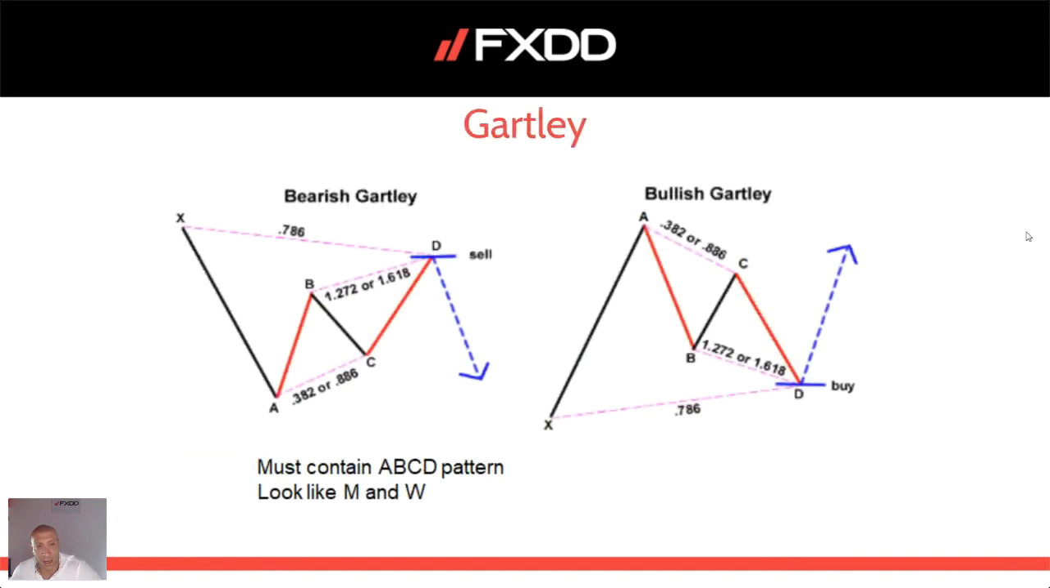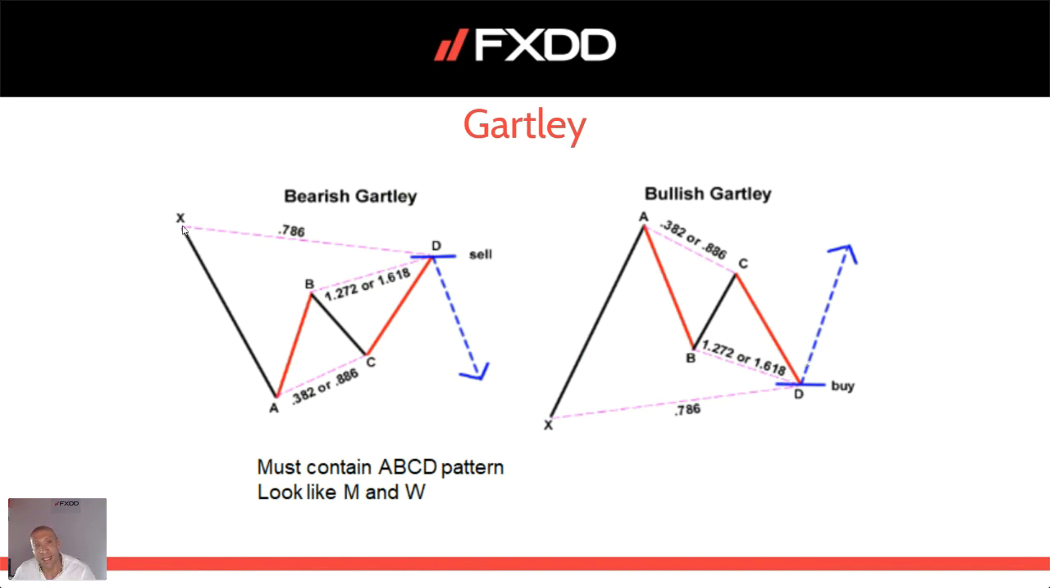Then we have a Gartley pattern. Gartley pattern needs to contain inside it ABCD. So you see there is ABCD, but there is also point X. See here, ABCD and also point X. You don't need to memorize how they are formed, but it's important to know that they look like M and W. Bearish Gartley actually looks like a bullish W, you see, but it's actually bearish, while bullish Gartley looks like bearish M, but it's bullish.